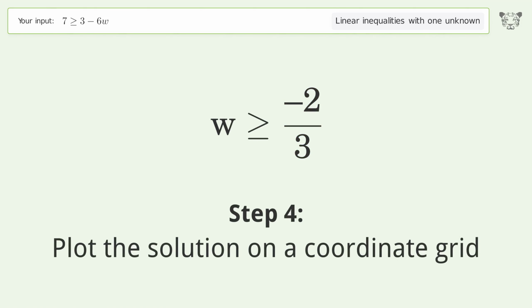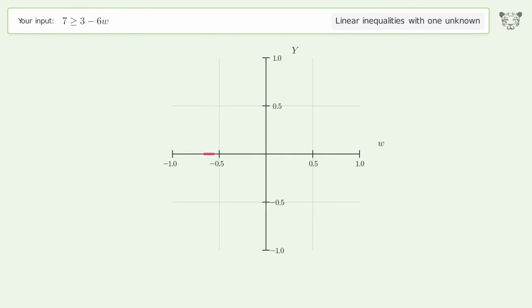Plot the solution on a coordinate grid. And so the final result is w equal or greater than -2/3.